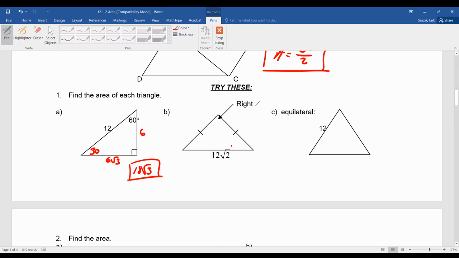On this one here, I know everyone's thinking, this is the base. I got to draw in this altitude, and you don't have to. Remember, a triangle has 3 different bases, 3 different heights.